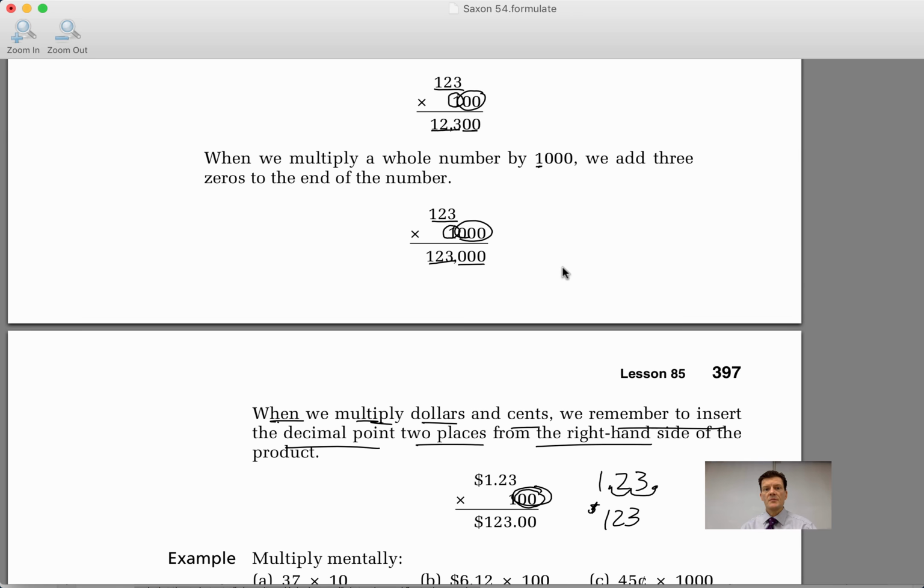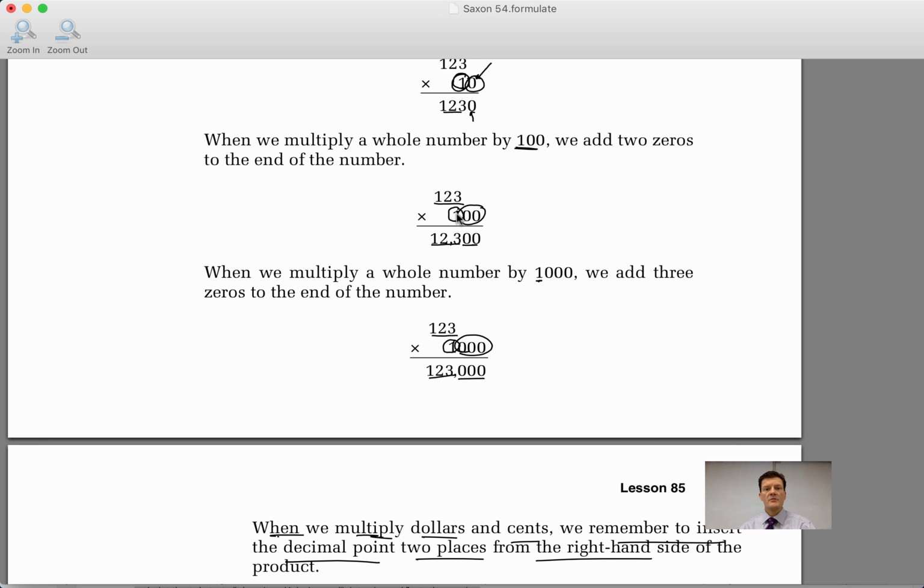That is what we're doing up here as well. When you multiply by 100, when you took 100 times 123, you get 123. Here's the decimal point if you just take 1 times 123, but we're really multiplying by 100. So that 100 moves the decimal point over 2 places, and we fill with zeros. So that's how we get the 12,300. Okay?